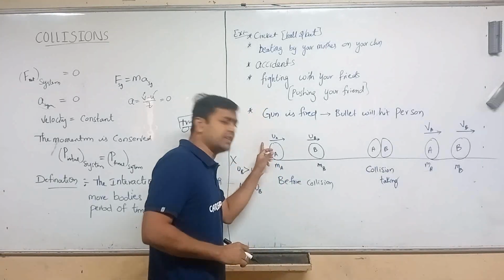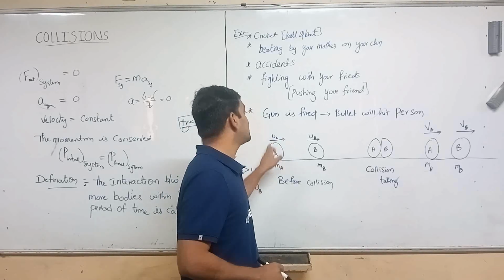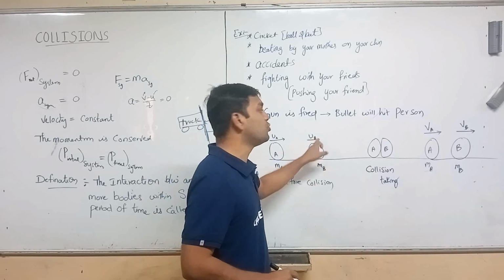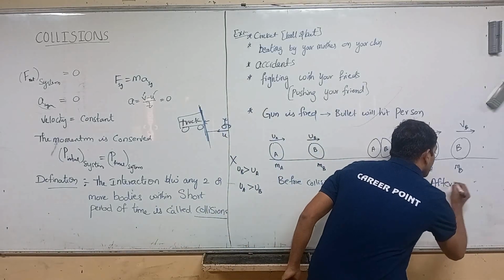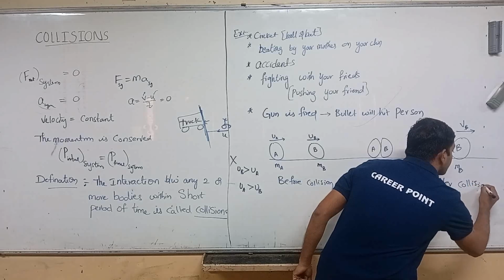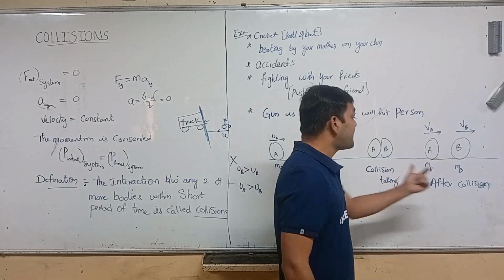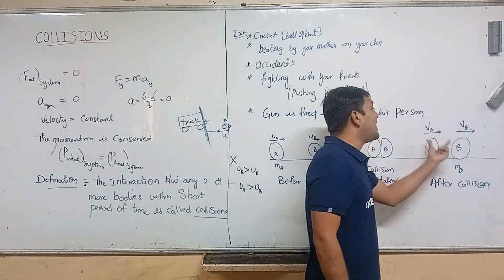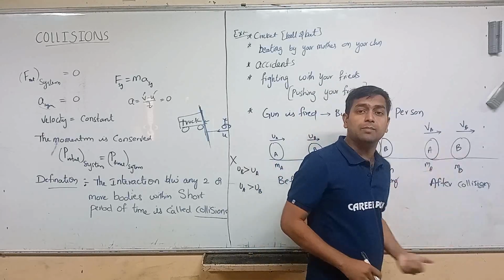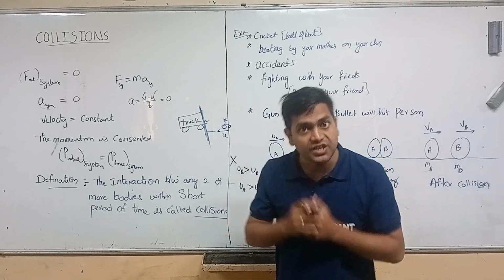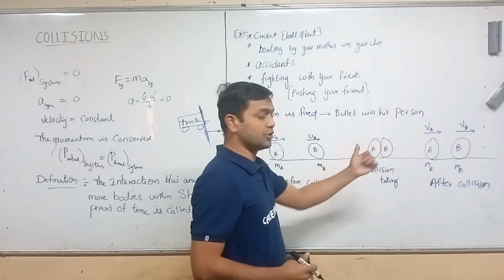So here the initial velocity of A is ua. Initial velocity of B is ub. And the final, what happens after collision? After collision, the velocities of the objects are changing. Right? So is there any change in the mass? No. There is no change in the mass during the collision. Right?